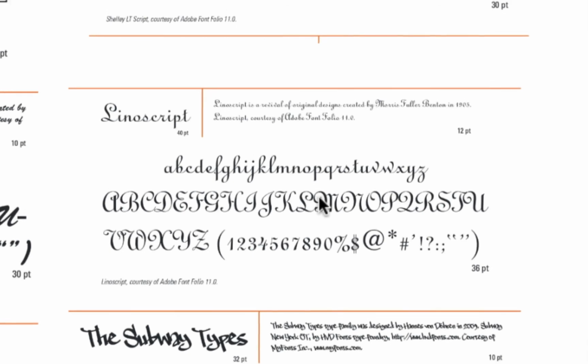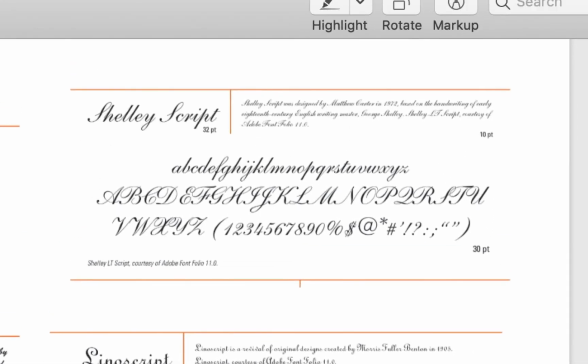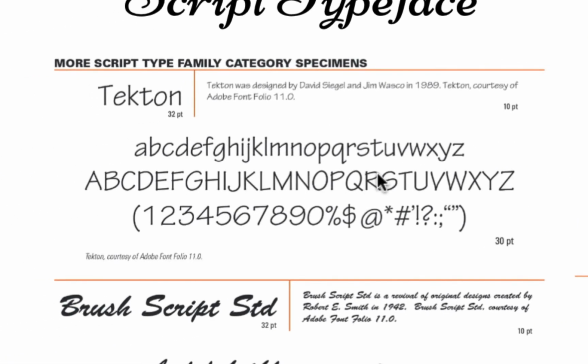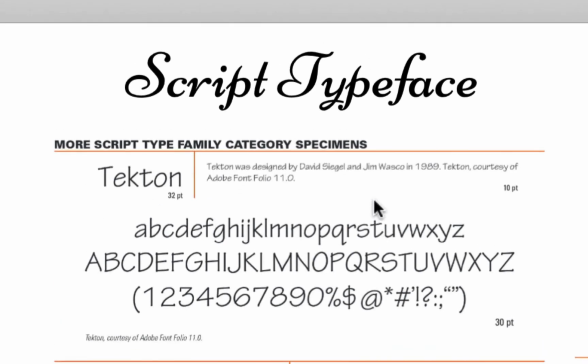But this, I would say, is a formal. This is casual. This is almost like an architect kind of font that you might see. And this is in the category because it looks handwritten. So that's why we always put handwritten in with script. So this looks something handwritten you might see on blueprints or something like that, something like Tecton.